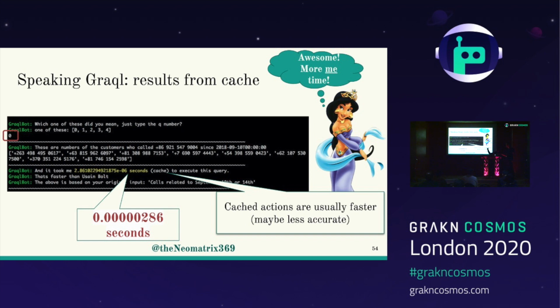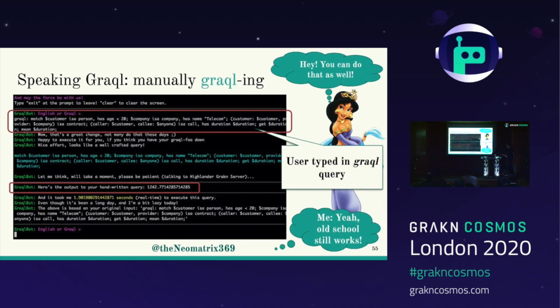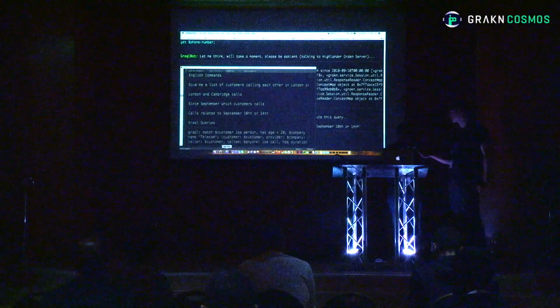The calls related to September 10th or 14th, and it thinks these are the phone numbers. And you can see a query that comes from the cache is much quicker than the query that comes from the server. Obviously, it has to process it. And so there is that facility built in here as well. But you can also put in a Graql query. Let's try that and see what happens.